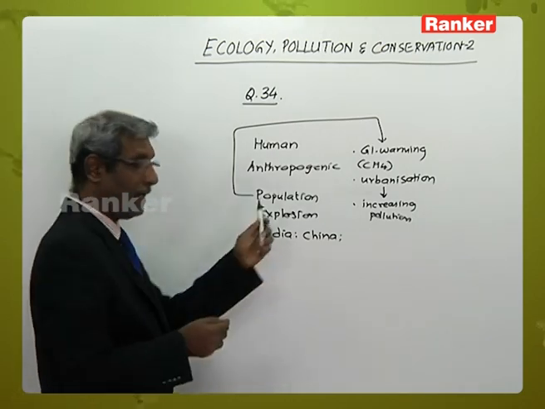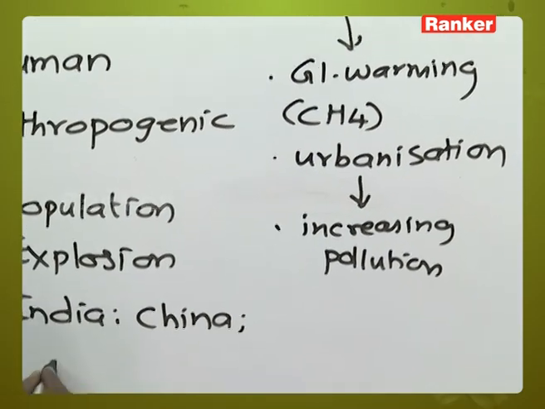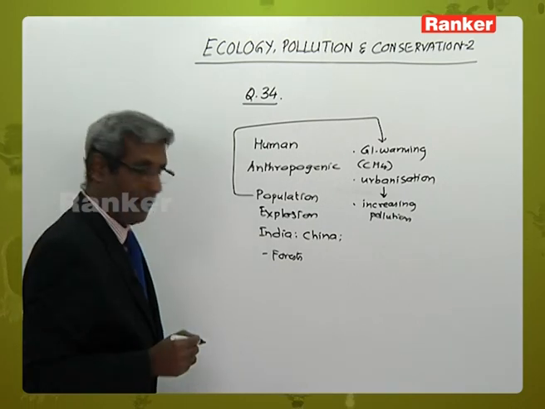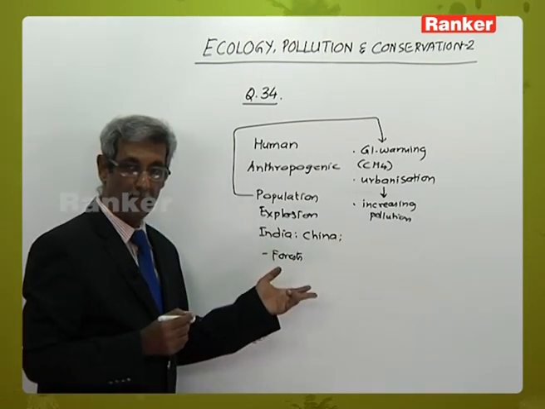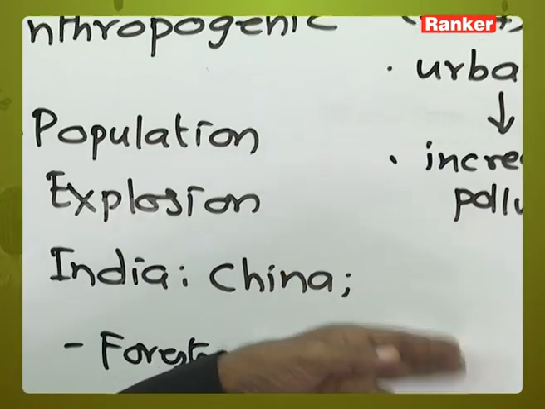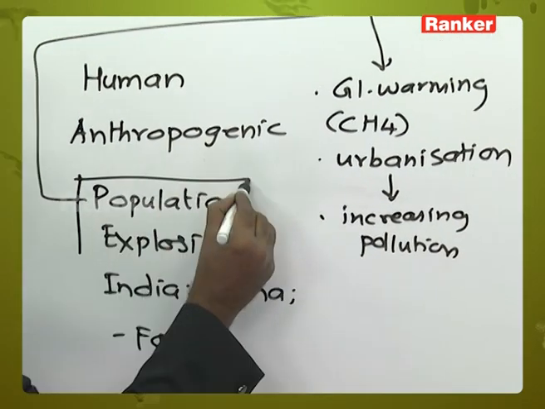So, we can interrelate loss of forests, in case we cut the forests, which leads to barren lands, more carbon getting accumulated in the atmosphere, urbanization, more pollution, and all these are primarily due to the effect of one single reason, which is population explosion.